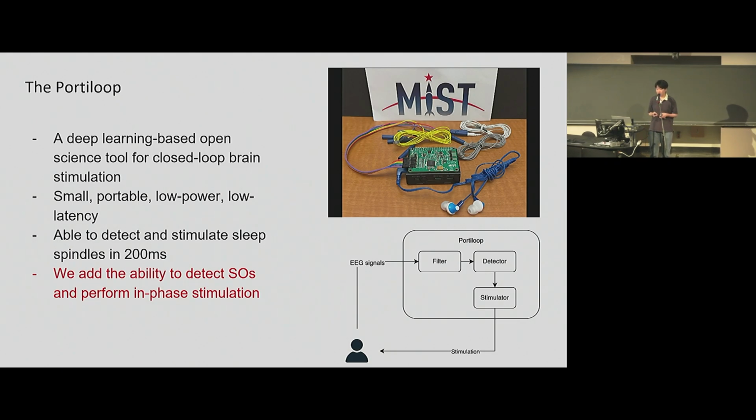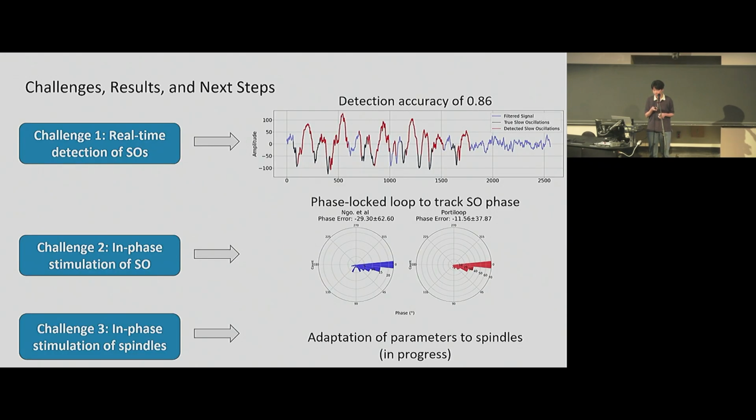Now we would like to add the ability to also detect slow oscillation and to do in-phase stimulation for the two waves. So let's split it up. Firstly, we would like to do a real-time detection for slow oscillation. Here the challenge mainly comes from a lot of delays: the delays that come from online filtering, also from the software and the hardware delays. But our algorithm is able to achieve an accuracy of around 0.86.